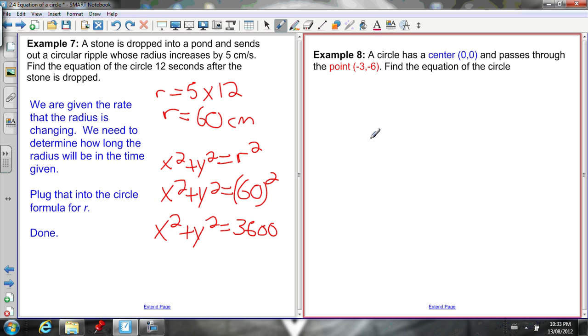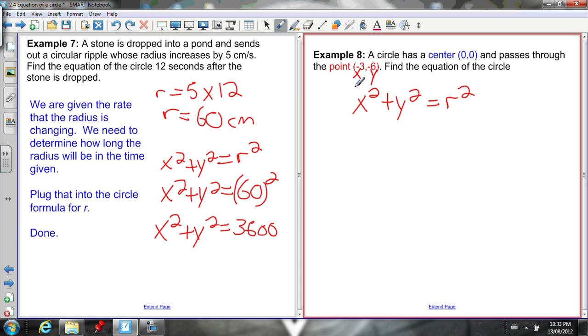Let's do one more quick example. A circle has a center 0, 0 and passes through the point negative 3, negative 6. Find the equation of the circle. I know the equation of a circle is x squared plus y squared equals r squared. In order to write the equation of the circle, I need the r squared value. I can calculate that by plugging in a point. I'm given the point on the circle. I know every point is the same distance away from the center. That's why I'm able to use this adapted length of the radius formula. That is our equation of a circle.